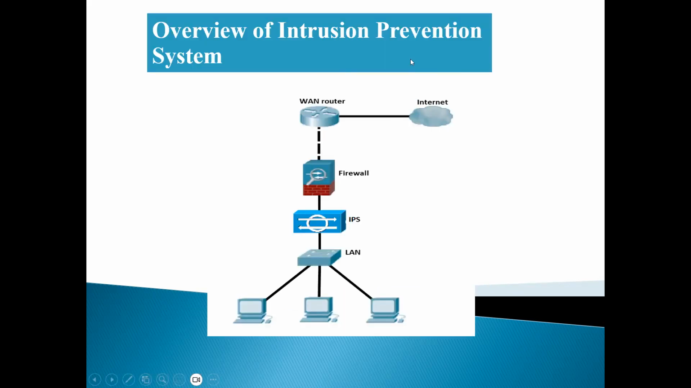This is the overview of intrusion prevention system. As we can see, this is the internet, this is one router, this is a firewall, this is IPS. IPS is placed in line, not in promiscuous mode as the IDS. This is LAN.